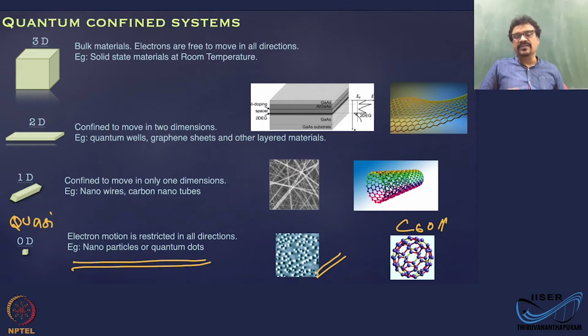Then quantum dots, those are small conducting regions in submicron scale, a few tens of nanometers sometimes, which are grown by various material growth techniques. Those are called quantum dots. Those are also nanoparticles. In these systems, the electrons are confined in all three directions, and we call them zero-dimensional systems.